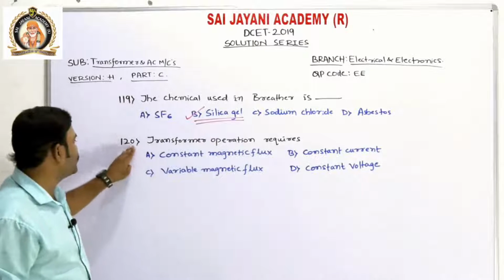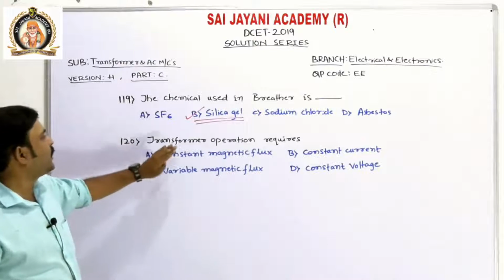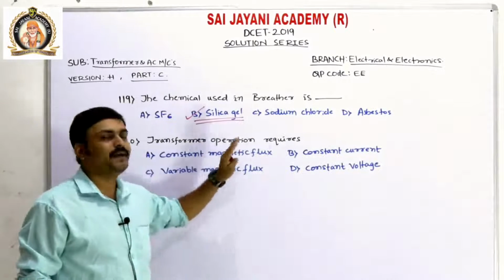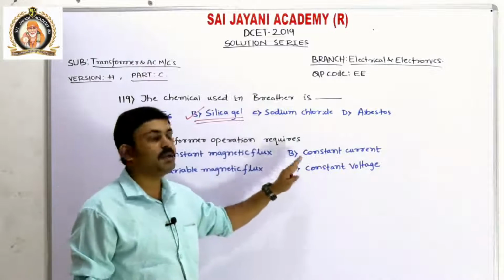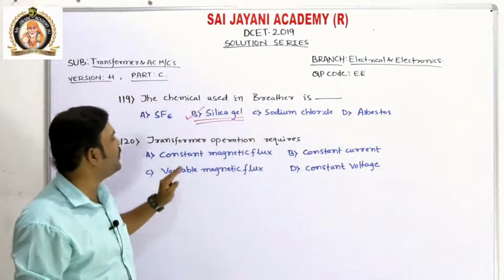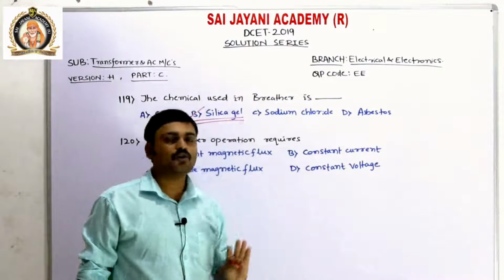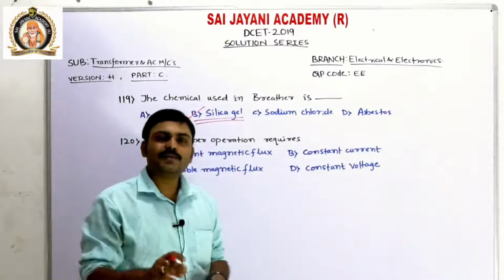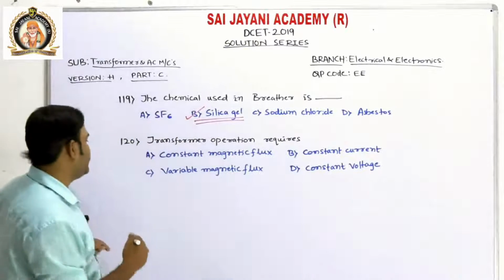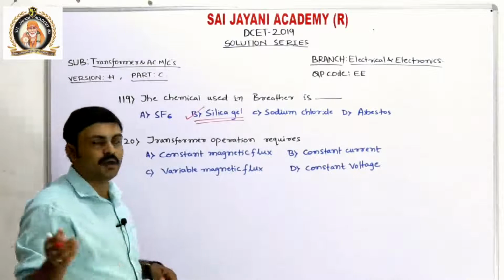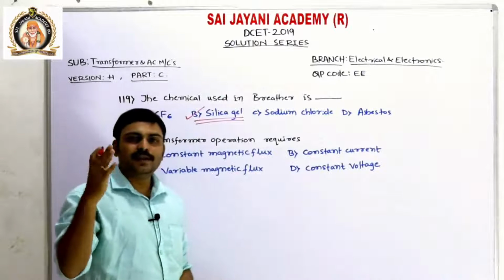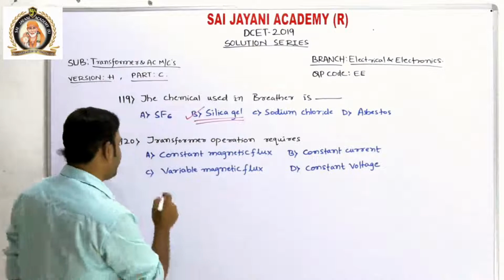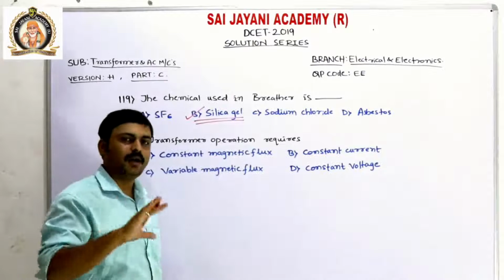So the next question is question number 120. Transformer operation requires, option A, constant magnetic flux. Option B, constant current. Option C, variable magnetic flux. Option D, constant voltage. As we know, transformer works on Faraday's law of electromagnetic induction. What is Faraday's law of electromagnetic induction? Whenever there is a change in flux linked with the coil, then there is an EMF induced in the coil, whether statically or dynamically.